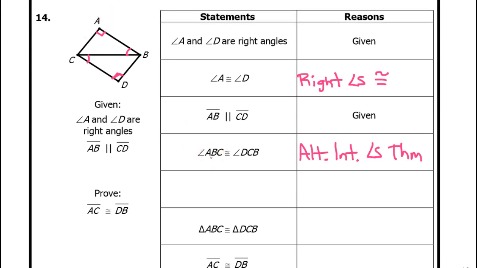Okay, so that uses up the given. So we look for other things we can mark just based on the picture. And we see the shared side, we can always mark that as congruent. But what we put in the proof here is that segment CB is congruent to segment CB. And the reason will be the reflexive property.